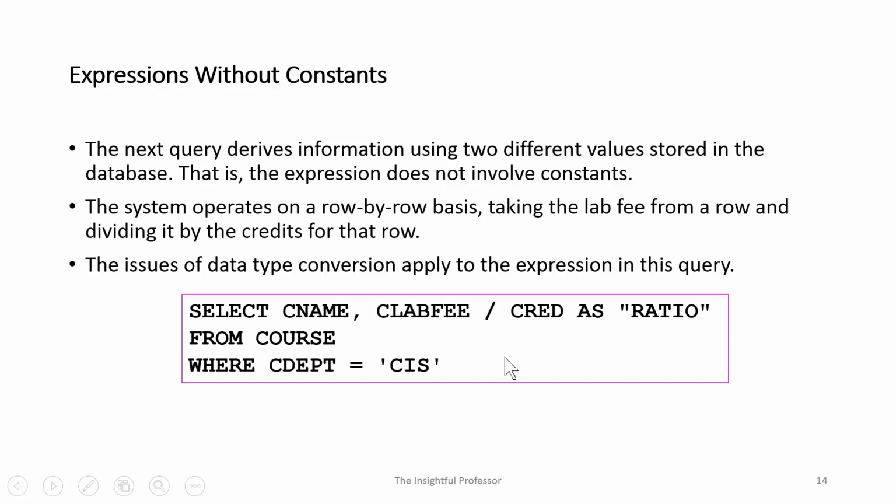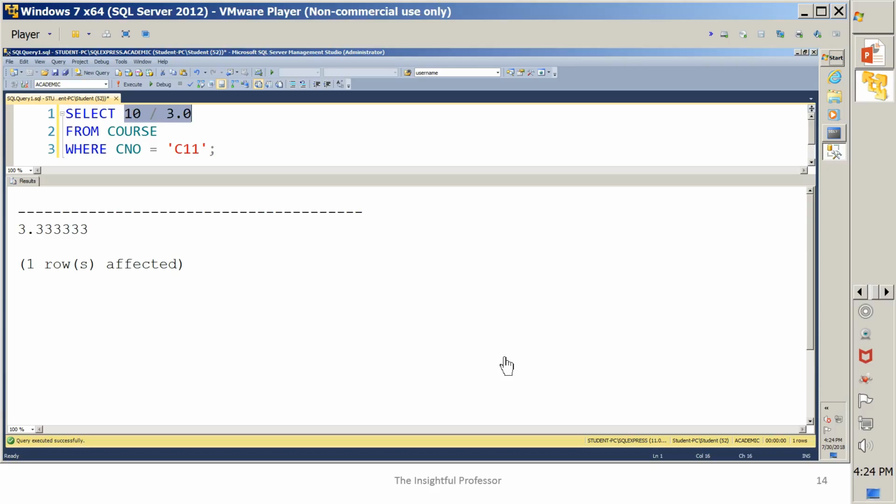The principle of what I was just saying about the data types applies here as well. Let me show that to you. Let's select the lab fee divided by the credit, and we'll call that ratio. We'll select this from the course table, and we'll limit it to the CIS-sponsored courses.